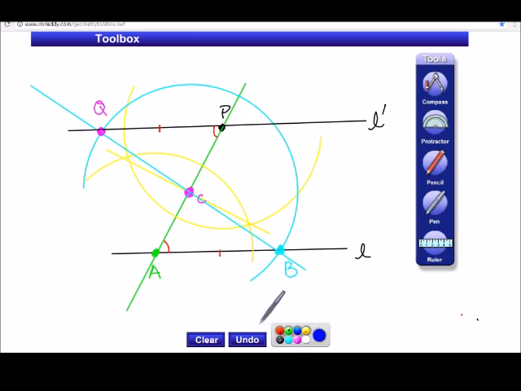So because of our rotation, angle QPA is congruent to angle BAP, and by the converse of the alternate interior angle theorem, do you see those are alternate interior angles? We can say that line L is parallel to line L prime. So another way for us to construct parallel lines.